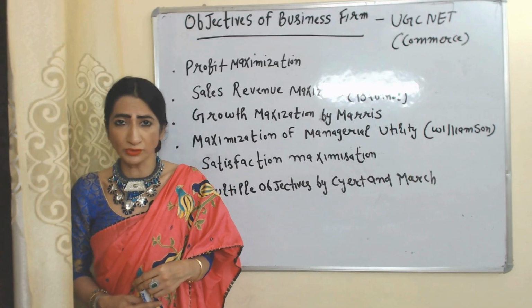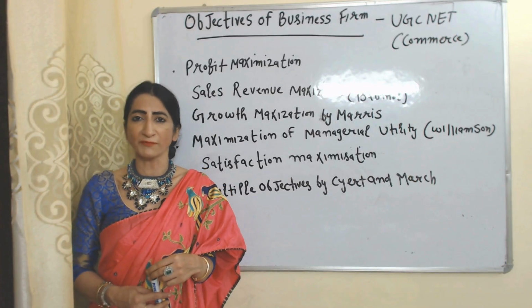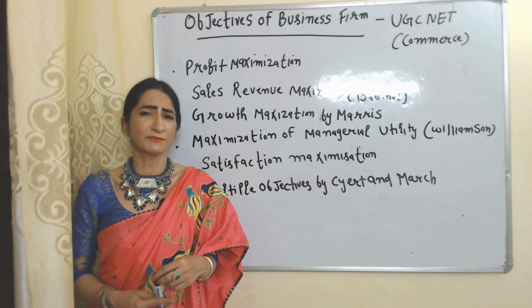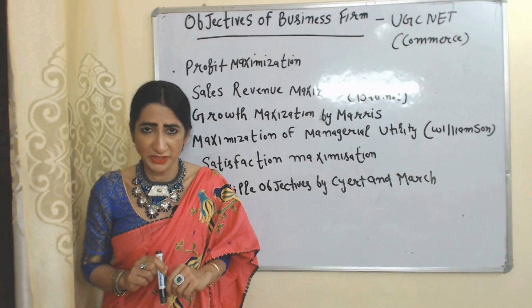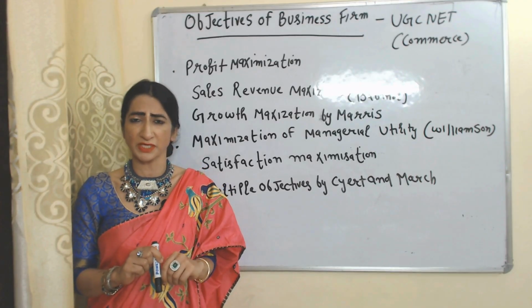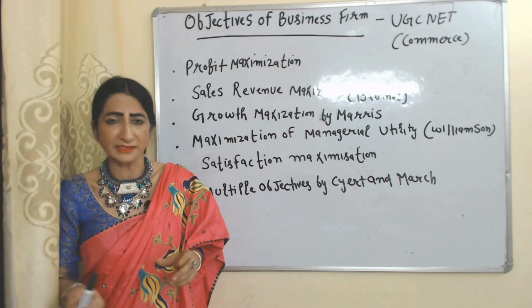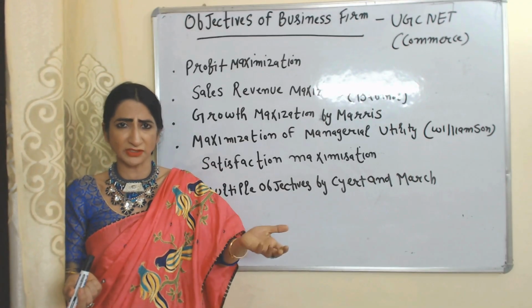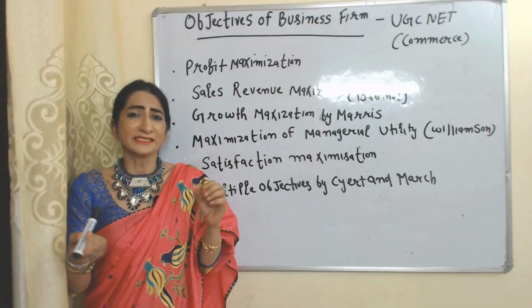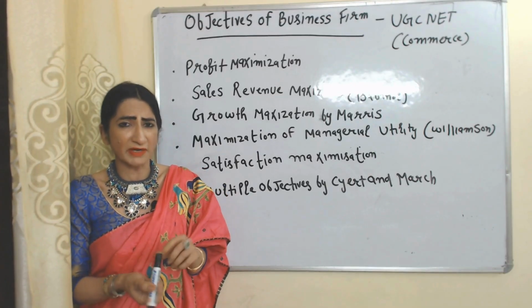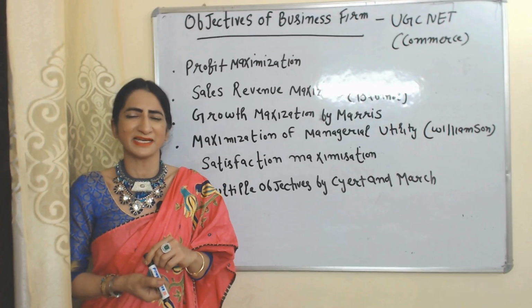Today we are going to talk about objectives of business firm for UGC NET in commerce, and we will see profit maximization objective, sales maximization objective by Baumol, growth maximization objective by Marris, managerial utility maximization objective by Williamson, satisfaction maximization objective and multiple objective by Cyert and March.